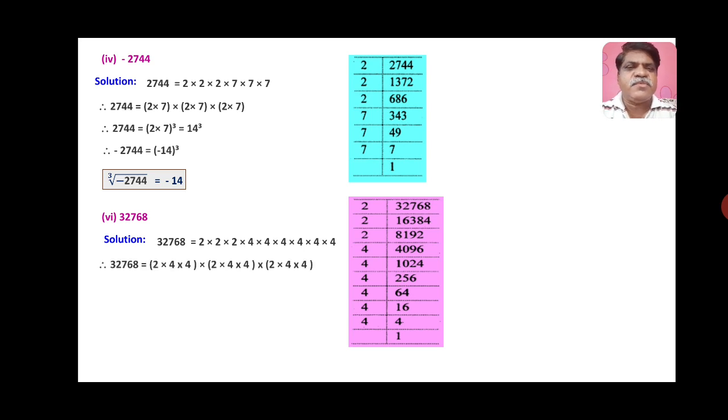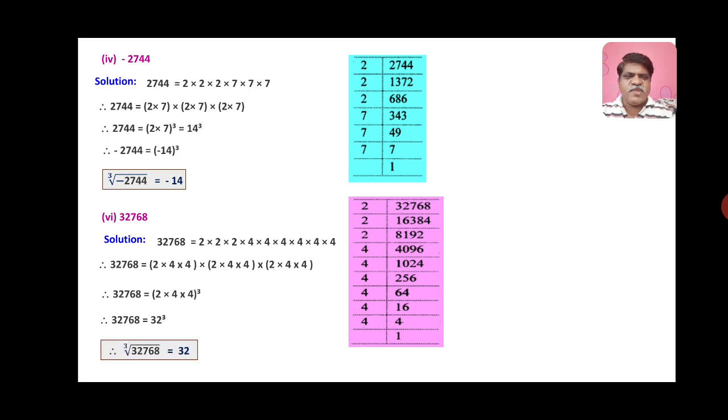We will make the groups of 3. So 32,768 will be 2 into 4 into 4, 2 into 4 into 4, 2 into 4 into 4. 3 times it is coming. So we can write in the power form 32,768 is equal to 2 into 4 into 4 bracket raised to cube. Therefore you can write 32,768 is equal to 32 raised to 3. 4 fours are 16, 16 twos are 32. Therefore the cube root of 32,768 is equal to 32.